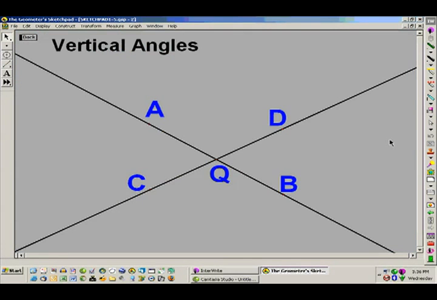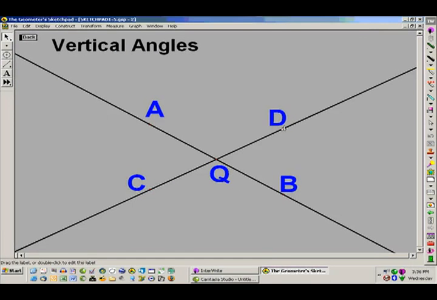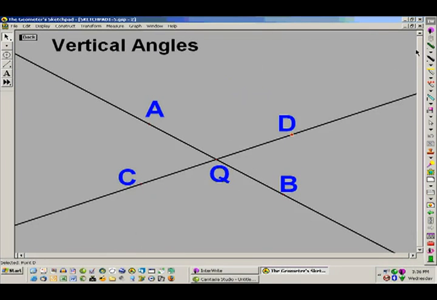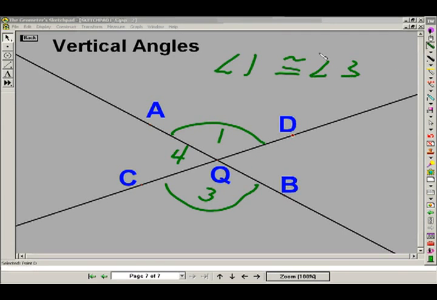Vertical angles are angles that are formed by intersecting lines. In this diagram here, we see two lines that are intersecting, and these lines will form four very obvious angles. They also form straight angles. But angle 1 and angle 2, their sum would be 180. Angle 2 and angle 3, their sum would be 180. Therefore, by subtracting angle 2 from both of those sums, angle 1 must be the same as angle 3.